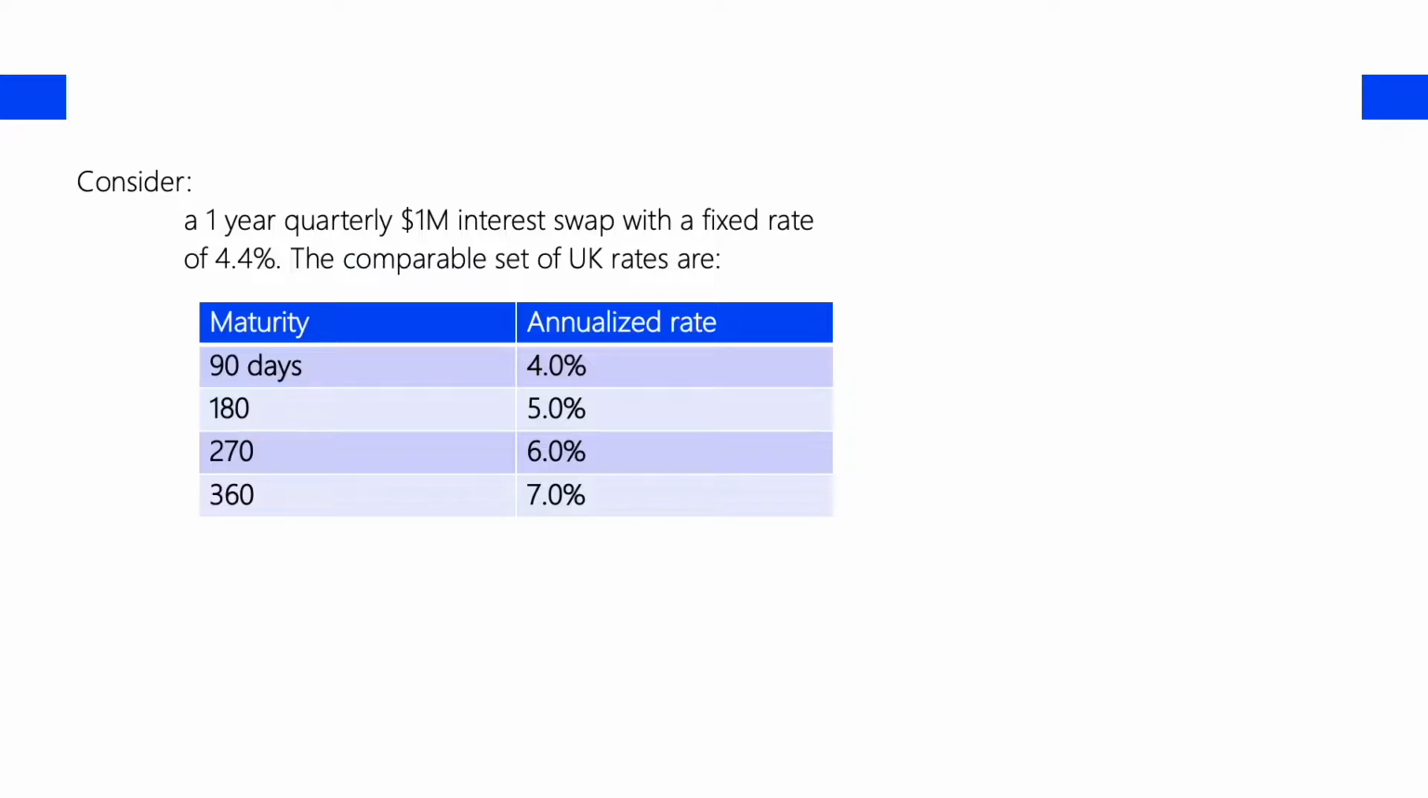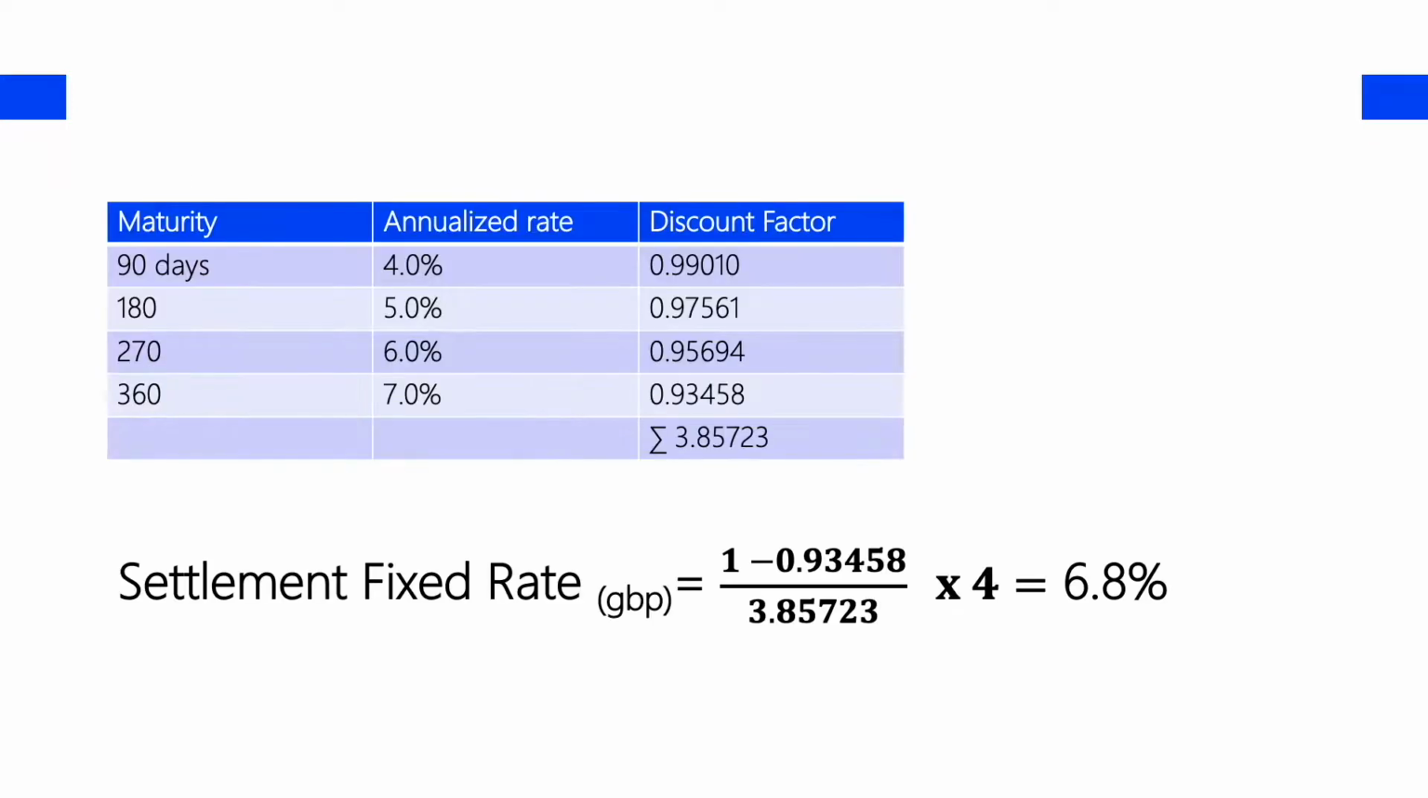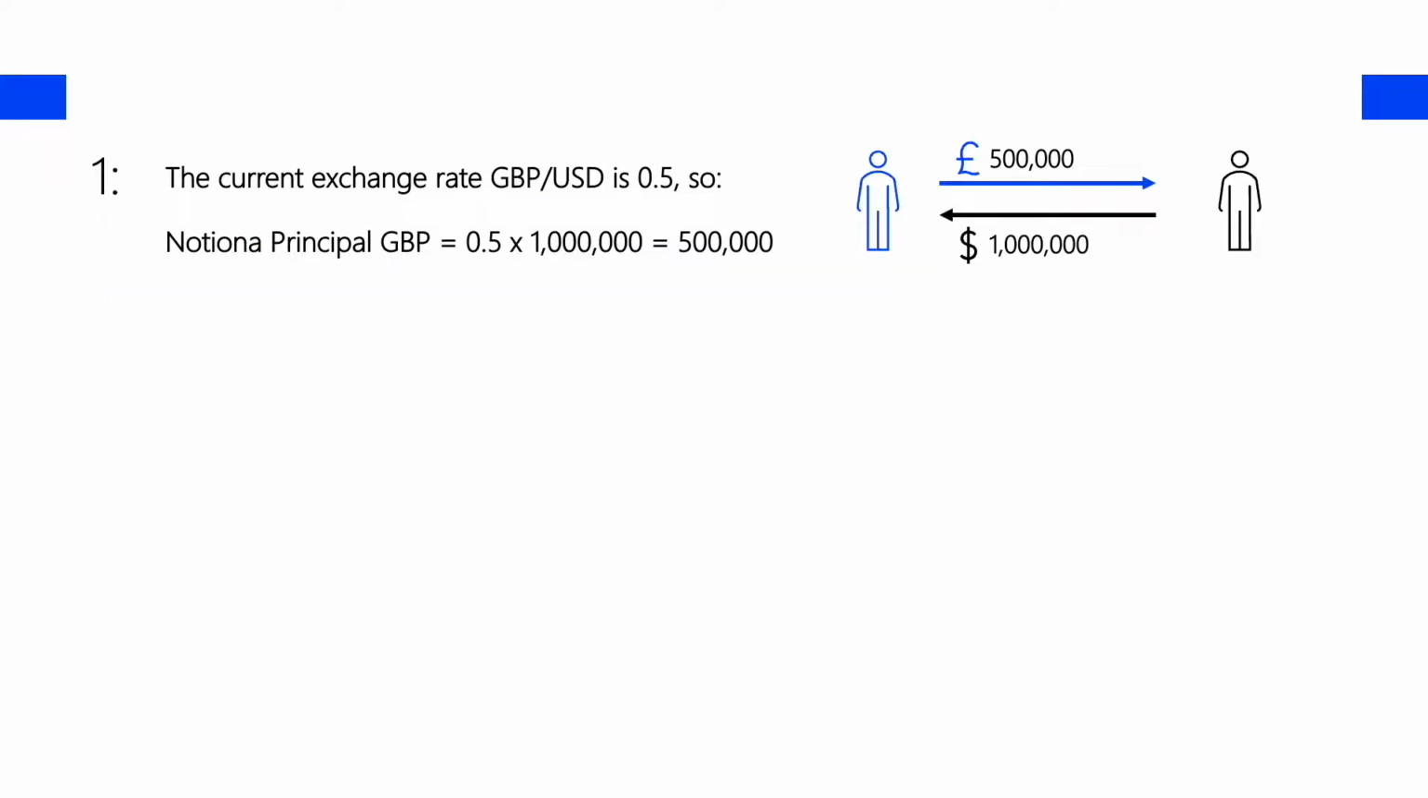Now let's put one into practice. Assume the fixed rate on a 1-year quarterly, $1 million interest rate swap is 4.4%. And we've got a comparable set of UK rates for 90, 180, 270 and 360 days, as always quoted as annual at 360 day. Turn them into discount factors. Then we take 1 minus the final discount factor and we divide that by the sum of the discount factors.